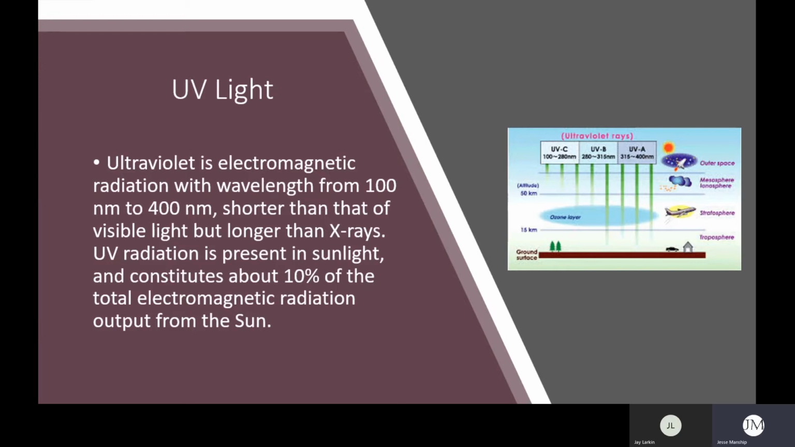UV light, ultraviolet light, is invisible light that has shorter wavelengths than the visible light, but longer wavelengths than X-rays. There's 3 types of UV light: UVA, UVB, and UVC. Each of these behave differently as they travel through our atmosphere.